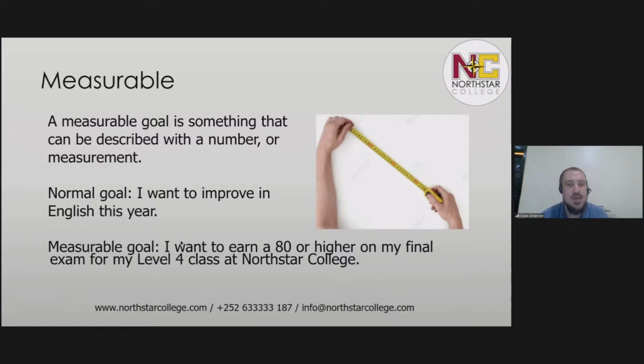So for example, a measurable goal is: I want to earn an 80 or higher on my final exam for my level 4 class at Northstar College, right? I want to get this specific grade, and if you got less than 80, you did not meet your goal, and if you went over 80, you met your goal. And it's a nice feeling, like you can give yourself something that you succeeded, like you did it, right? You succeeded, you achieved something if you went over your goal. If you don't have a measurable goal, you don't know if you achieved anything or if you succeeded.